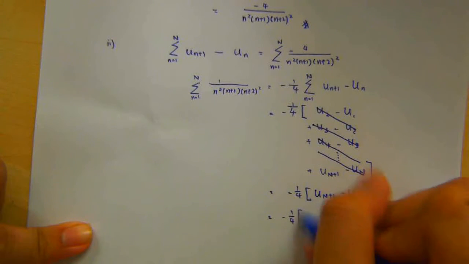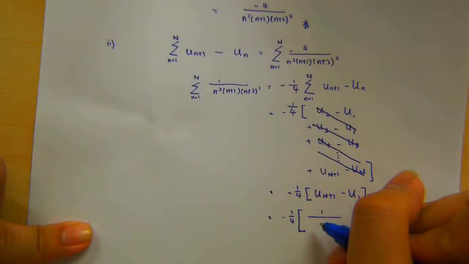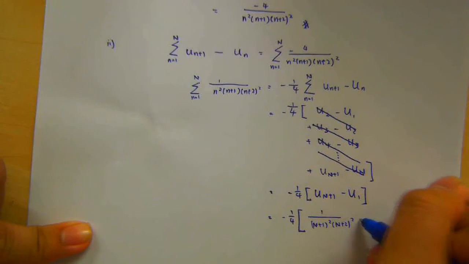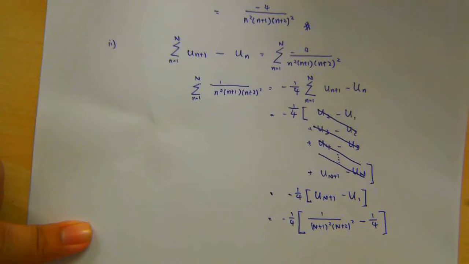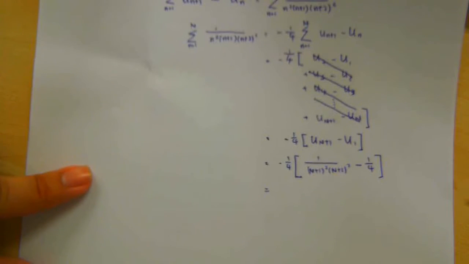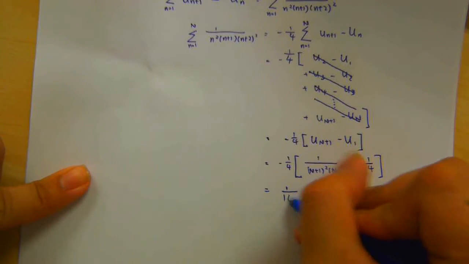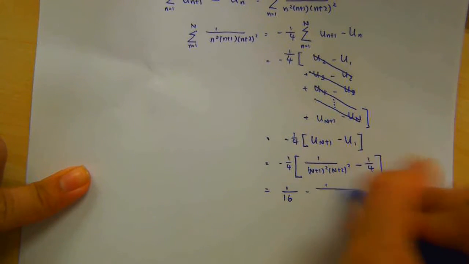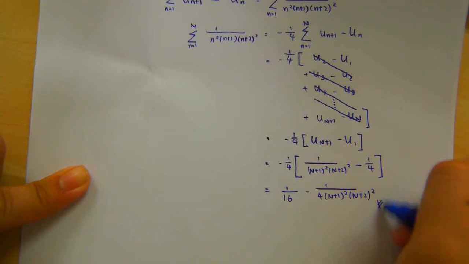So we are going to put in the expression for un plus 1, and u1 is given as a quarter. We are going to multiply the minus 1/4 inside to obtain the final expression. That's it for part 2.